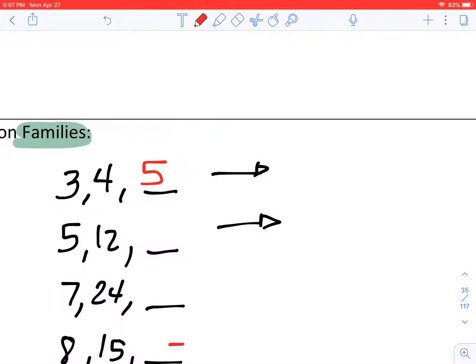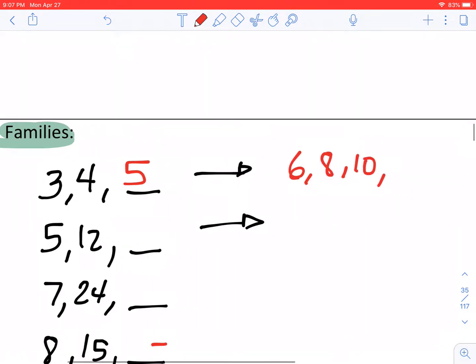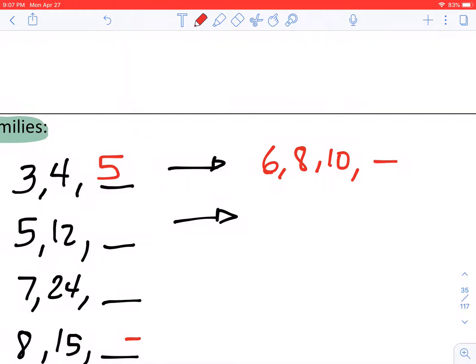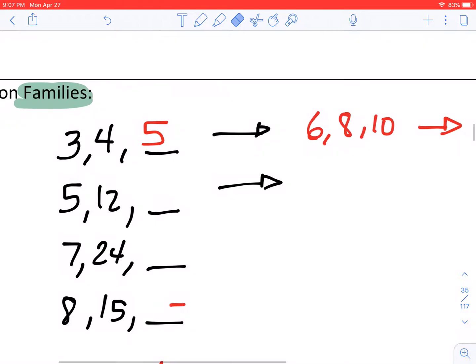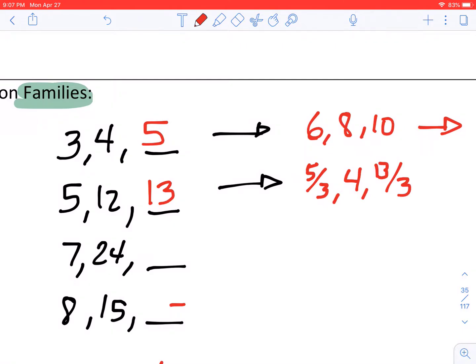A cousin to it would be 6, 8, 10. And you could multiply them by 10. You could do all sorts of things to find more relatives of that particular family. Another family is 5, 12, 13. Again, not only could you multiply, you could also divide. So if I divided them by 3, we could get 5 thirds, 4, and 13 thirds. Less obvious, but still a family.